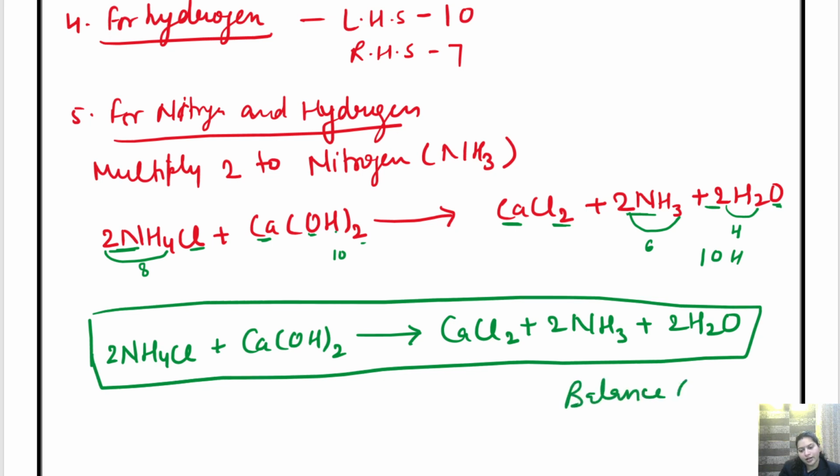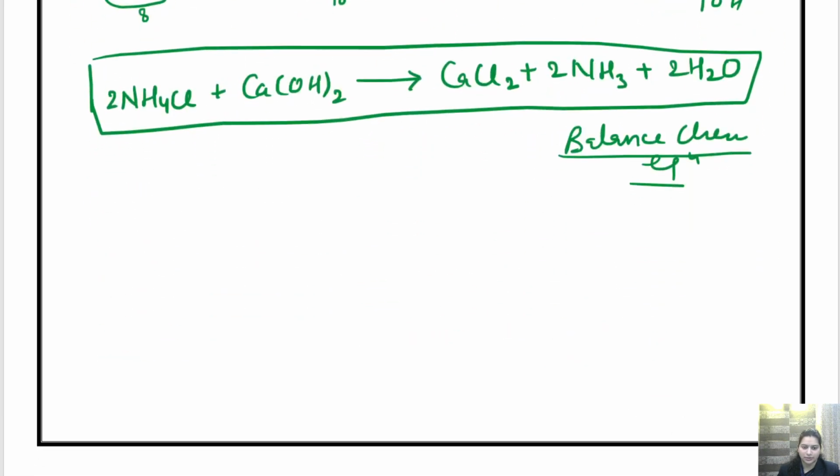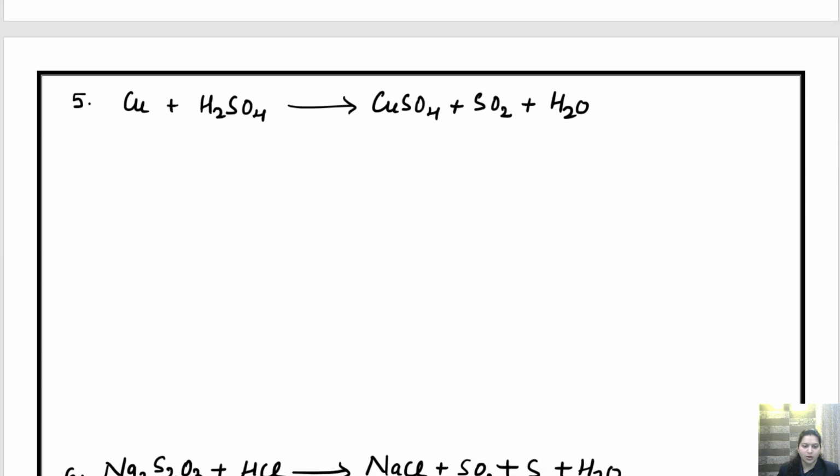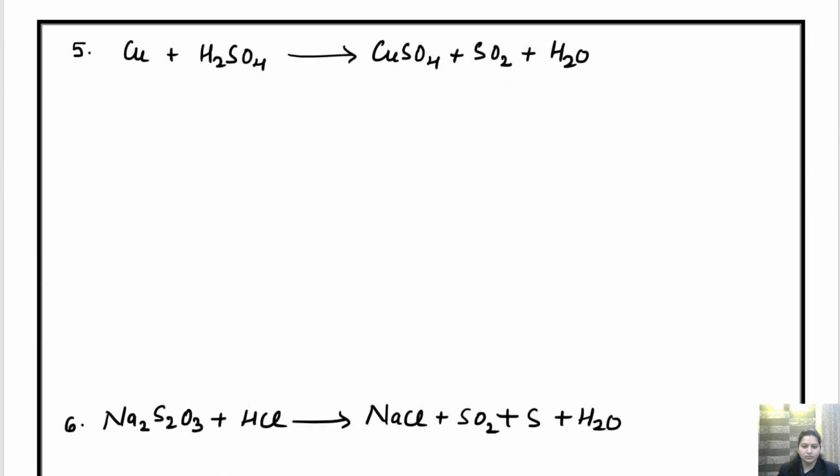Children, I think you are getting it. If not, please do ask me again in the group. Okay? So this is a balanced chemical equation, and by this we do the hit and trial method. Let's do once more. एक और करते हैं. Then rest of the thing you will do as a homework. Okay, let's do one more.